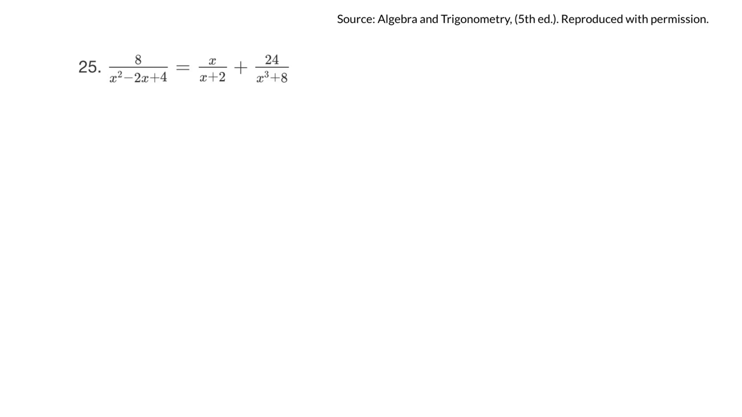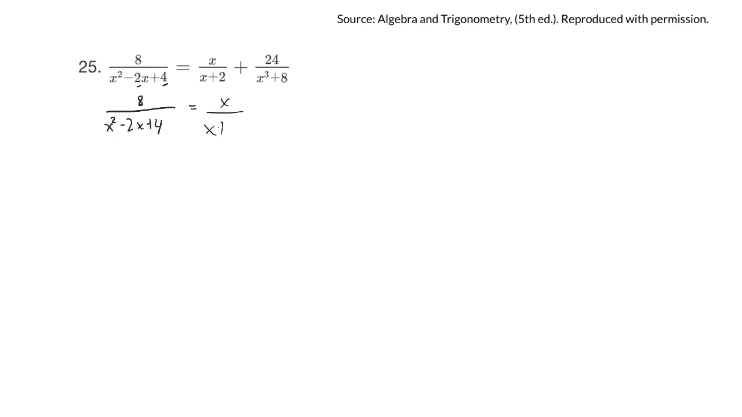All right, here's a nice rational equation where I've got to solve for x. Typically, I'm going to factor the denominators, but this one here, there's no two numbers that multiply to 4 and add to -2. So I think I'll just leave that one for now.